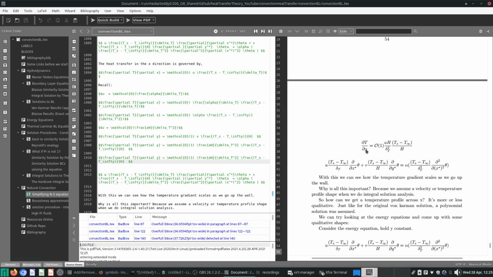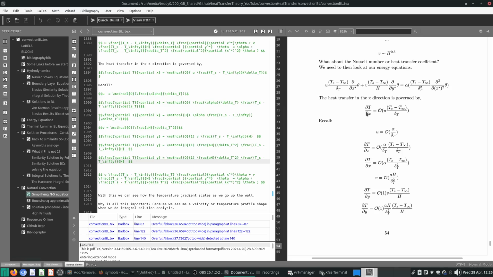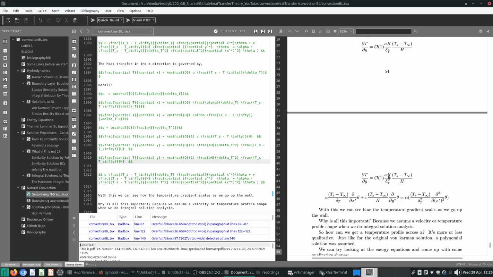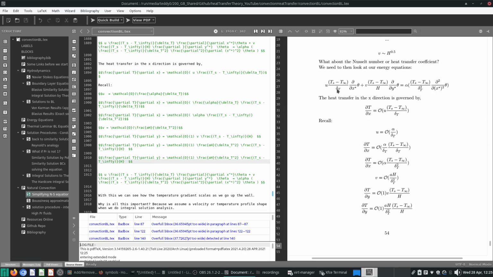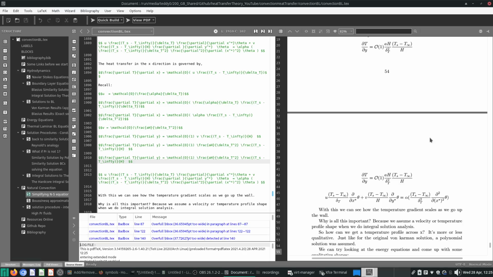We were talking about the order of magnitude for del T del x, then del T del y, and this will be basically all the terms in front over here. All of these things are on the order of magnitude of 1, which will describe the shape of the dimensionless temperature profile within the thermal boundary layer. So I'll just cancel these two off.